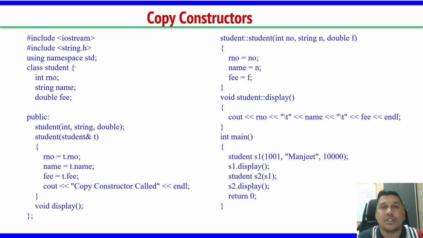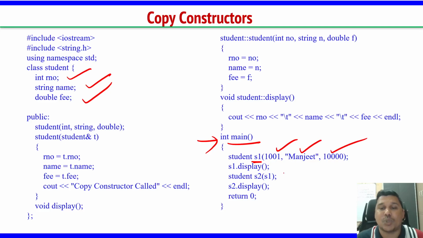See, I have a class student with roll number, name and fee. Then I'll directly go here to main. Okay, I came to main here. In main, I'm writing S1, 1001, some name, Manjit, and 10,000.